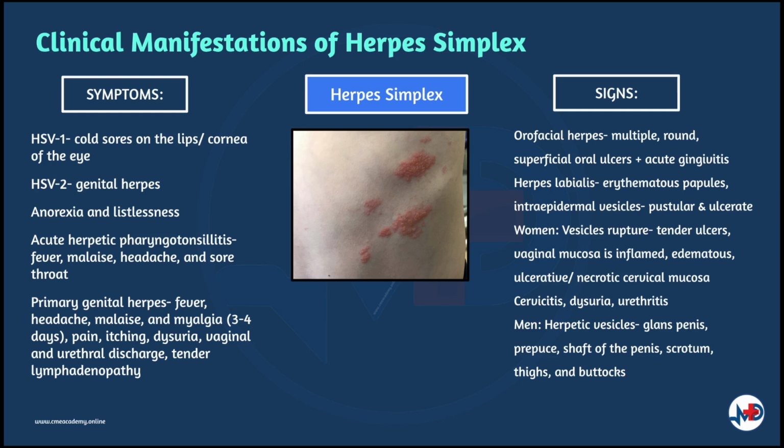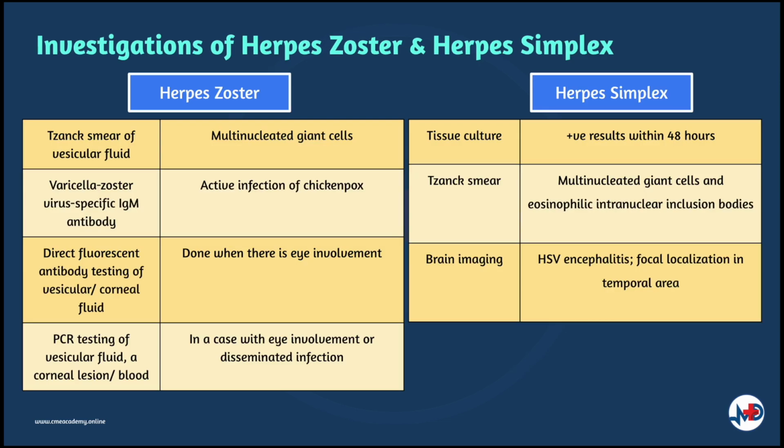However, in men, herpetic vesicles will be seen around the glans penis, prepuce, shaft of the penis, scrotum, thighs, and buttocks. There are a few investigations that you may order to help you arrive at the appropriate diagnosis.